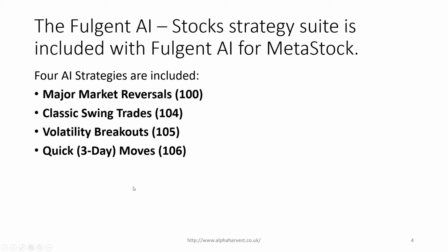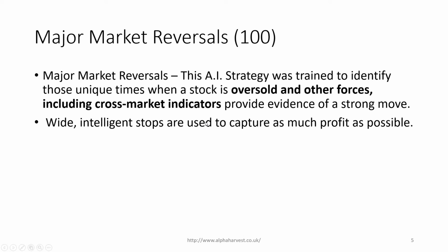And what we're going to look for today, we're going to use 4 artificial intelligence trading strategies: major market reversals, classic swing trades, volatility breakouts, and quick 3-day moves for the swing trader. And we're going to use these 4 strategies scanning the markets, looking for top quality trade ideas.